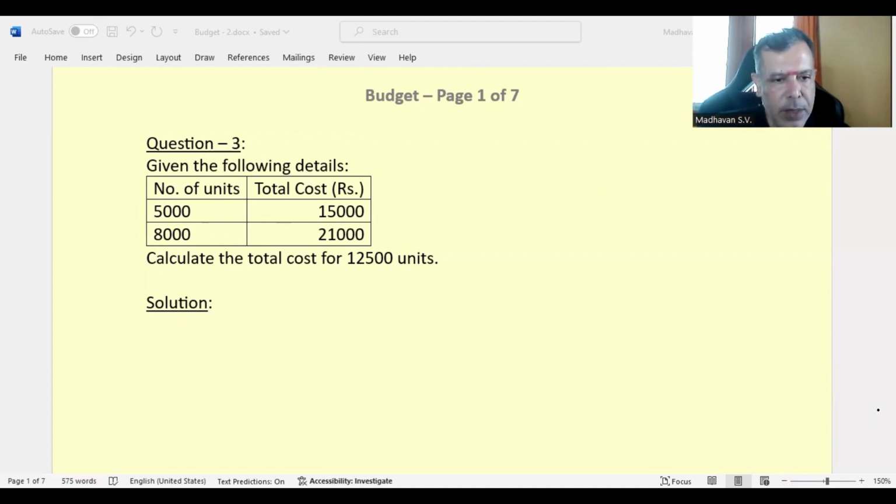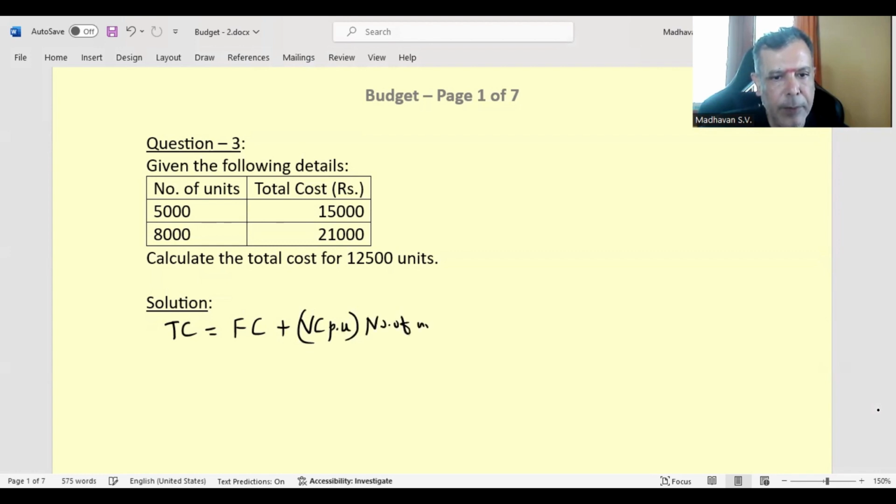Generally, total cost, TC, is defined as fixed cost plus variable cost per unit multiplied by number of units. So the relationship is considered to be a linear relationship.